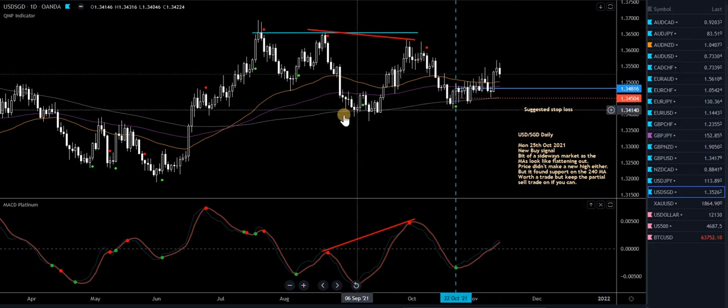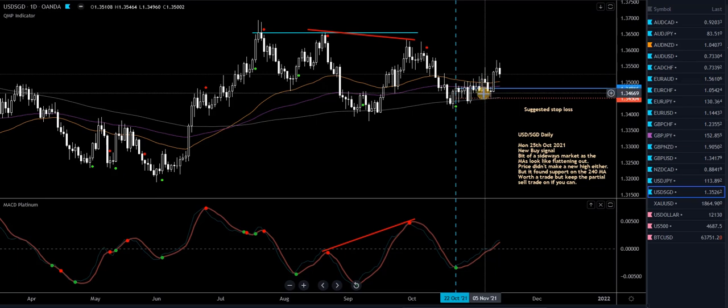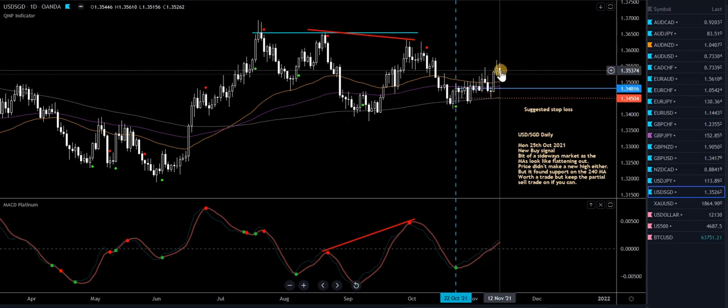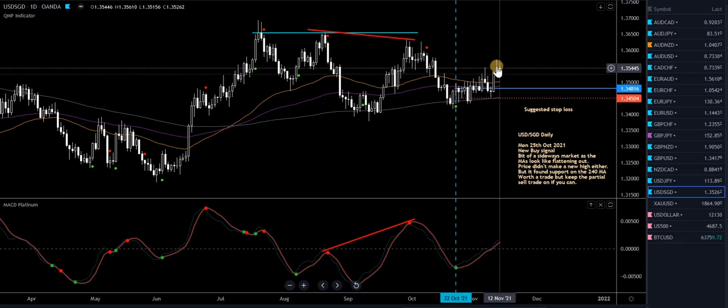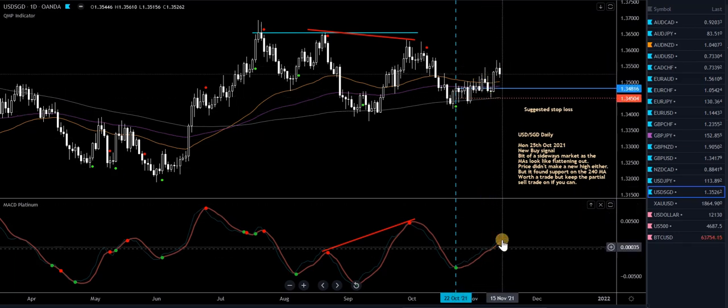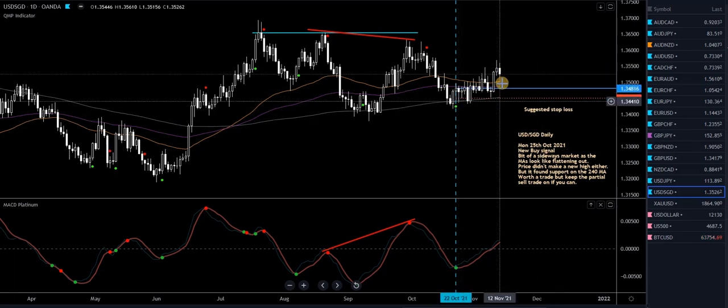It's sort of going nowhere fast. It's been a bit sideways. It's not a pair that a lot of people trade, but I like it because I like Singapore. So yeah, MACD platinum through the 0 level. Overall, can't lose.